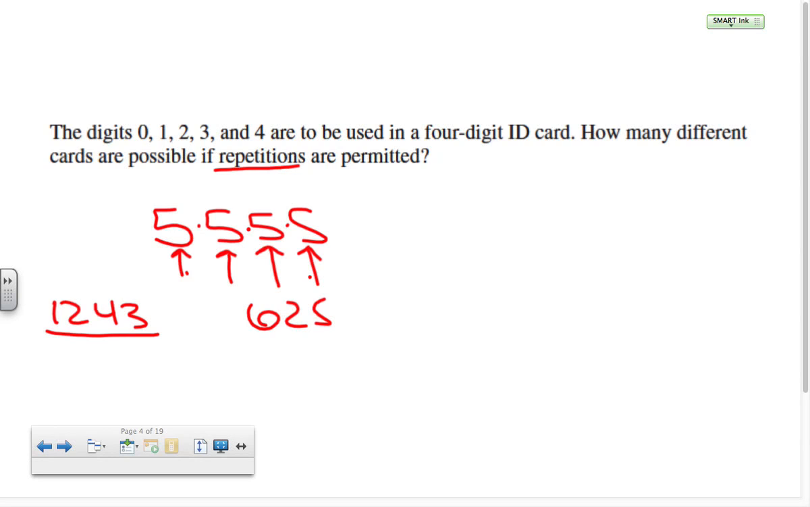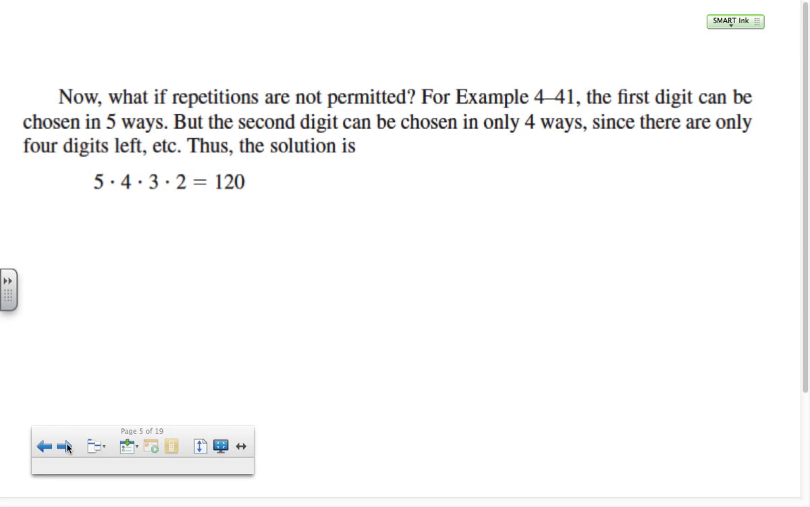Okay, so let's take this same problem and talk about what happens if repetitions are not allowed. For my very first digit, I have 5 possibilities. Now how many for the second? 4, because I used one. Then 3, because I used another one, and 2. So the possibilities go down dramatically if repetitions are not allowed. Now I only have 120 possibilities.